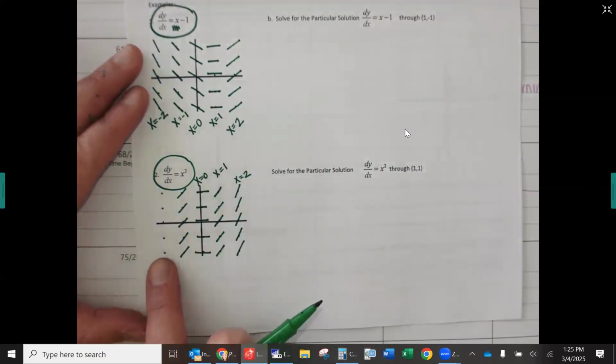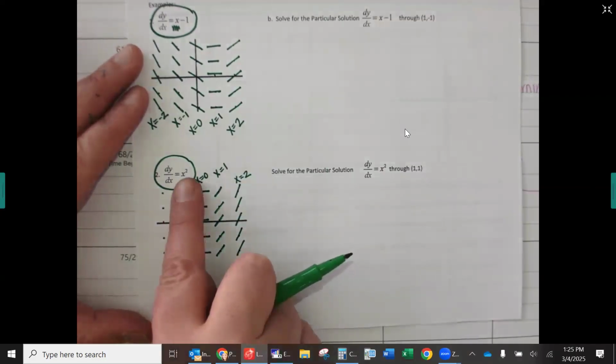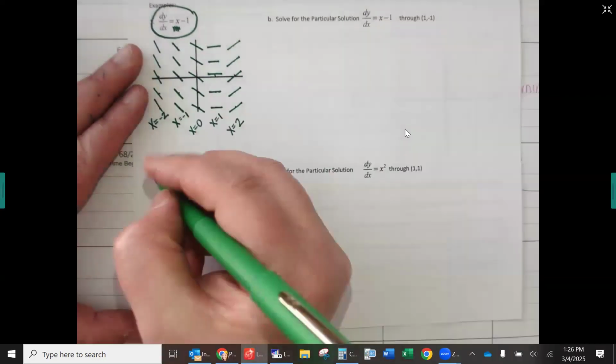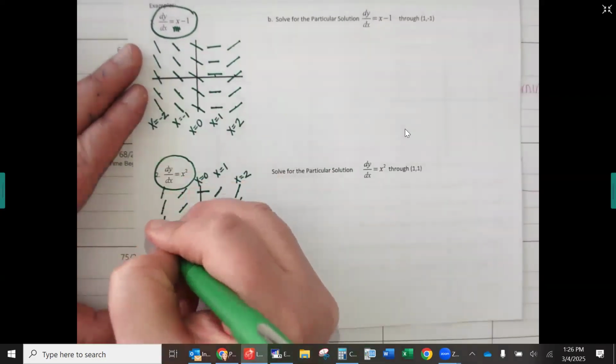Okay, last one over here, we have a negative 2. What is negative 2 squared? 4, so it should be the same steepness as this column. It doesn't have to be perfect, but just do your best.